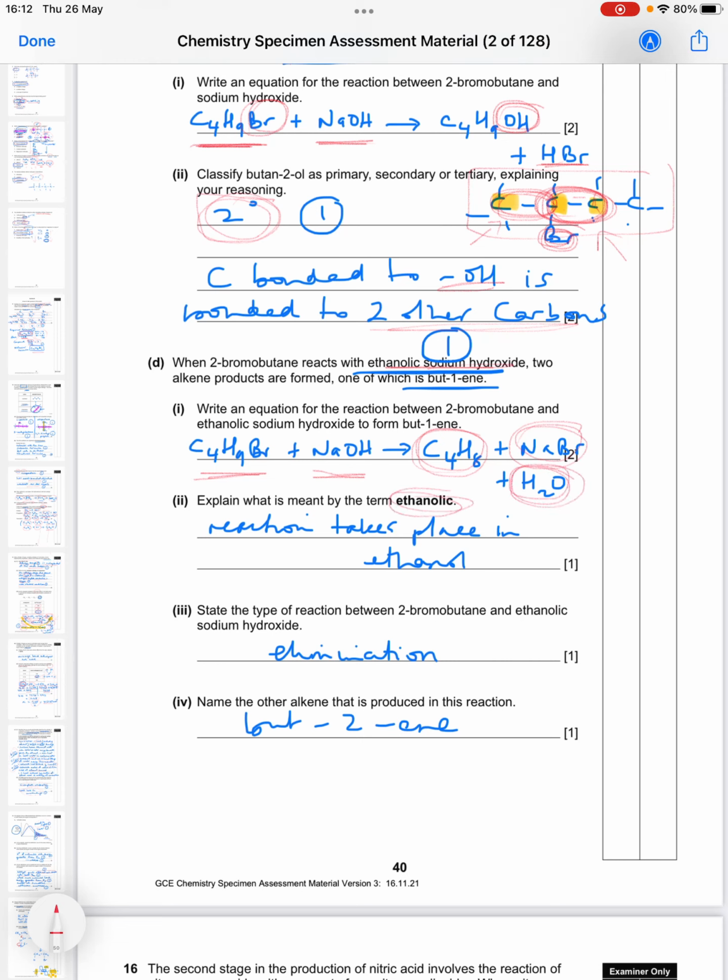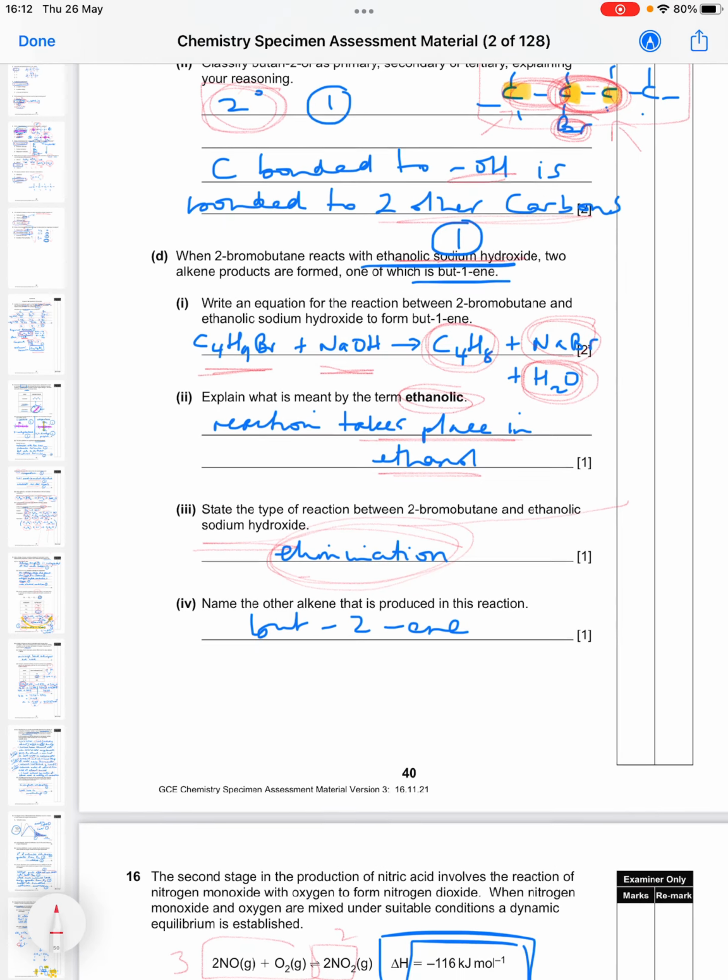Then it says what's meant by the term ethanolic. Well, you could probably guess that even if you didn't know. It means that it takes place in ethanol as opposed to aqueous, which takes place in water. Then state the type of reaction between 2-bromobutane and ethanolic sodium hydroxide. It's elimination, because you're getting rid of a molecule.